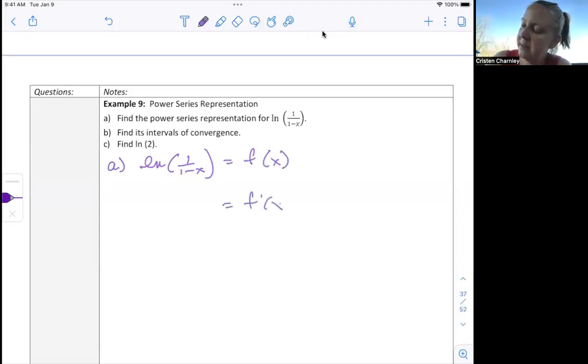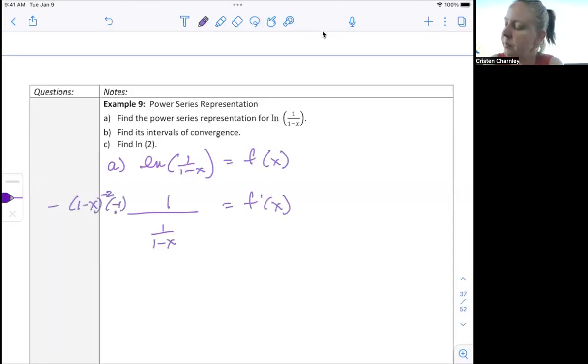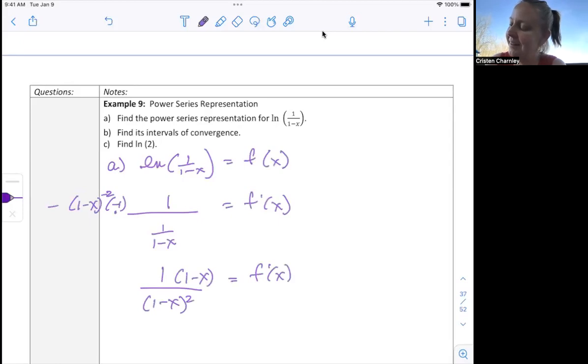F prime of x is going to be 1 over 1 minus x, 1 over u, times du dx. And that derivative we just actually found in the last example as well. So negative 1 minus x to the negative 2 times negative 1. So if I put this together, I've got positive 1 minus x squared in the denominator, and I have a 1 minus x in the numerator. This is all still the first derivative. And this simplifies. I've got 1 over 1 minus x.